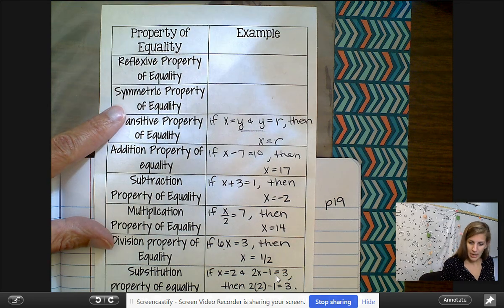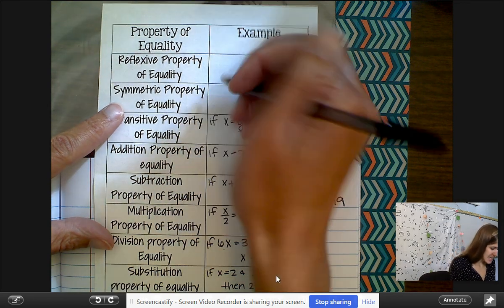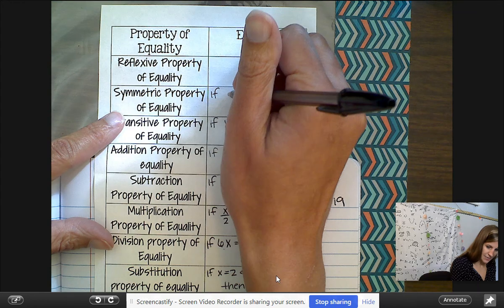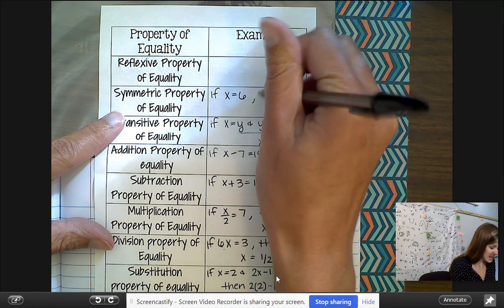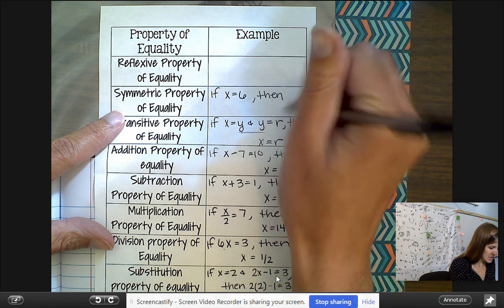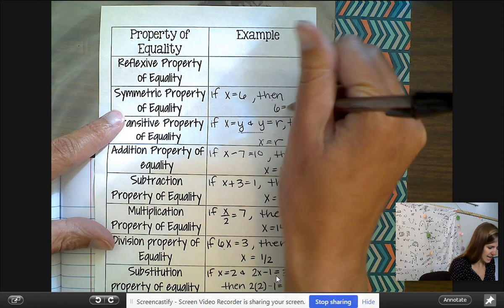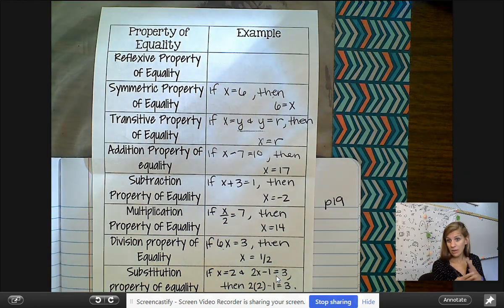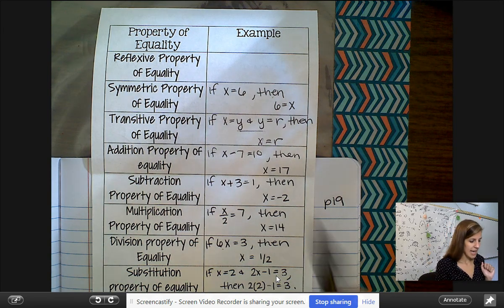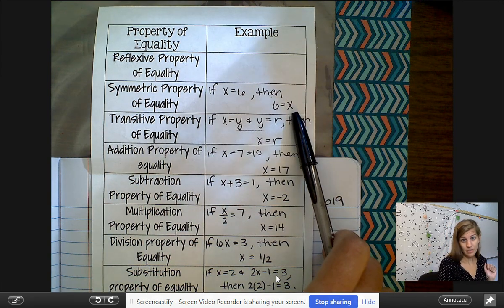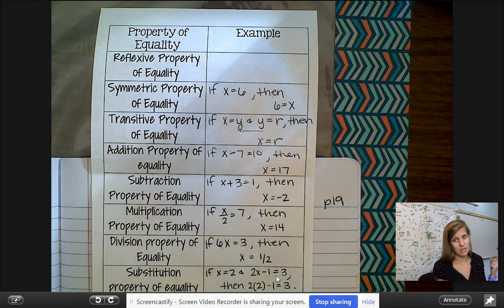Our symmetric property of equality says if, let's say for instance, x equals 6, then I could also say that 6 equals x. So we can swap things around because I know sometimes we don't love to see x on the right like this. So we might want to swap it around and it's equal either way.